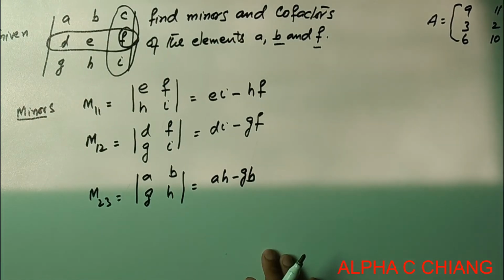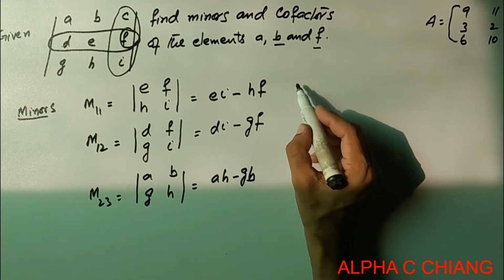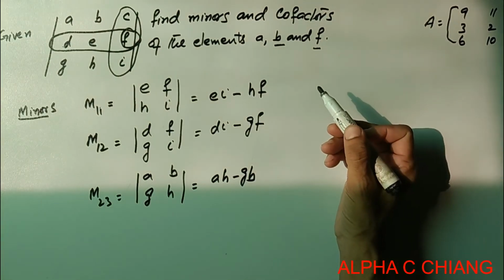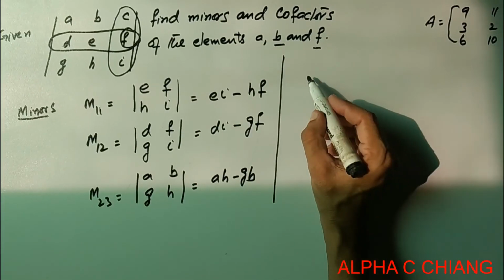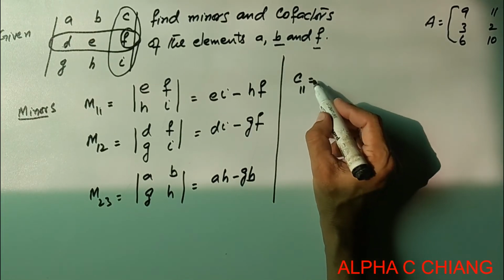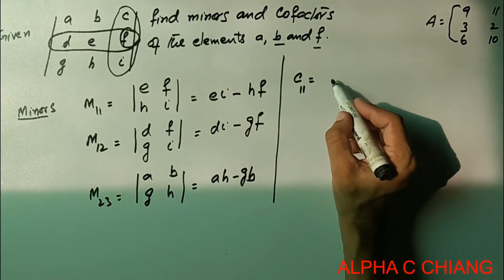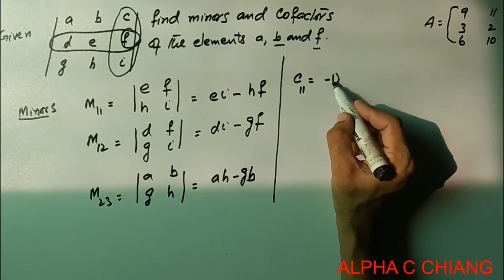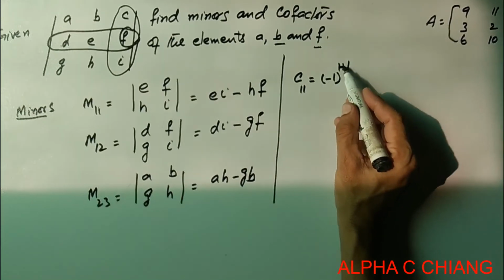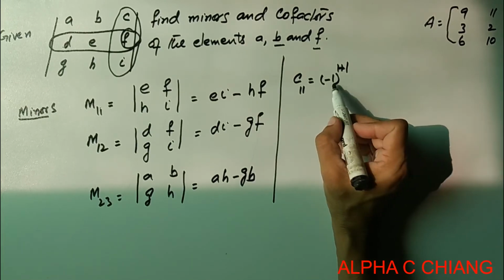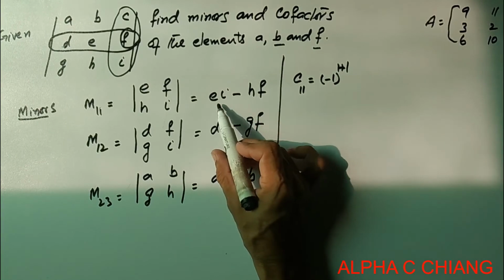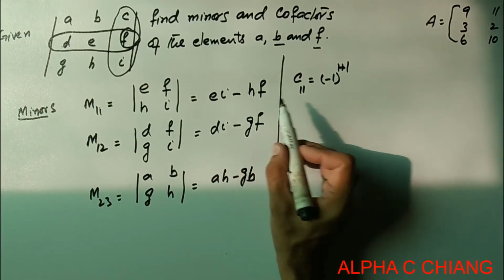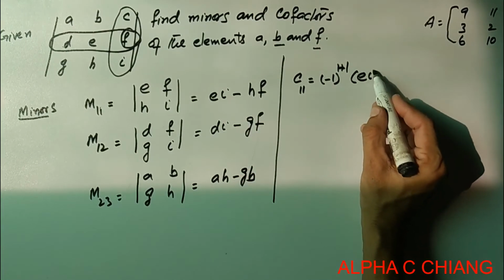Now I have to solve the cofactors. For cofactors, I write C11 for the cofactor. For C11 I have to write minus 1 raised to the power 1 plus 1, and the answer will be the answer of the minor, that is EI minus HF.